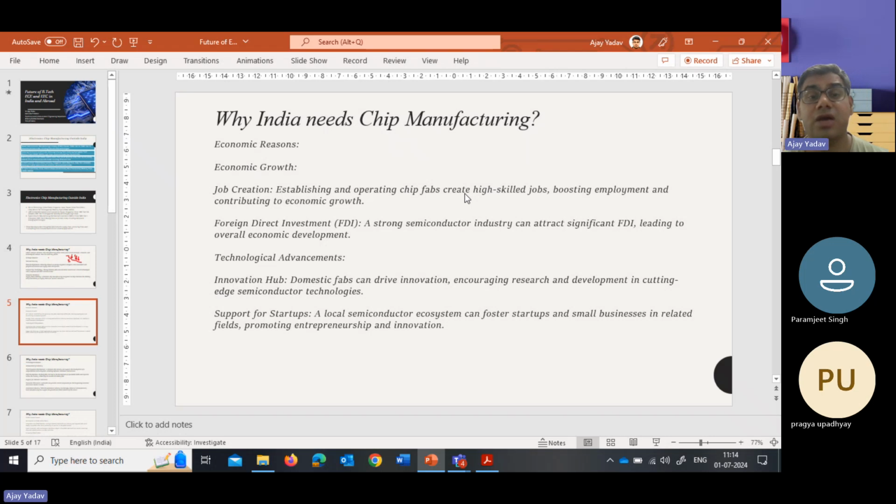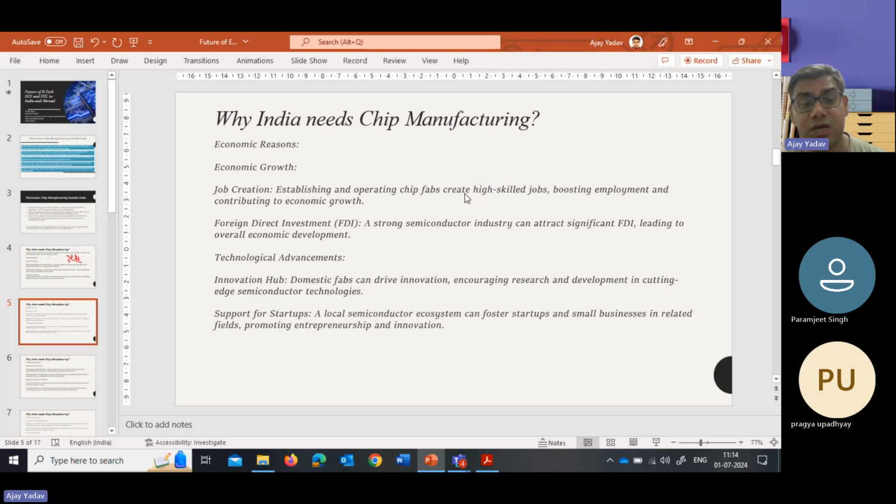Second thing is your economic growth, right? Because chip manufacturing is a very complex process, it involves hundreds of processes in getting that silicon wafer of chip. So if you have engineers who know all these processes, then you can say that you have highly skilled engineers, and definitely there will be job creation.